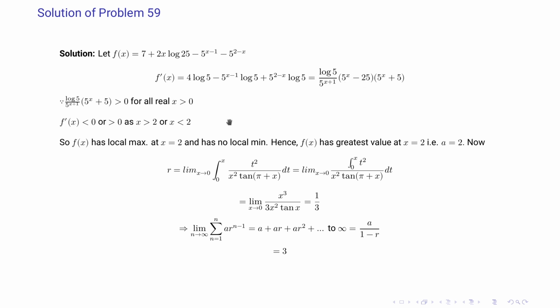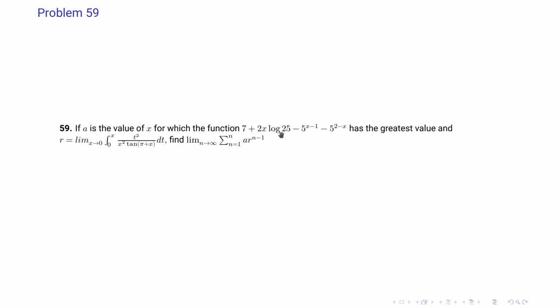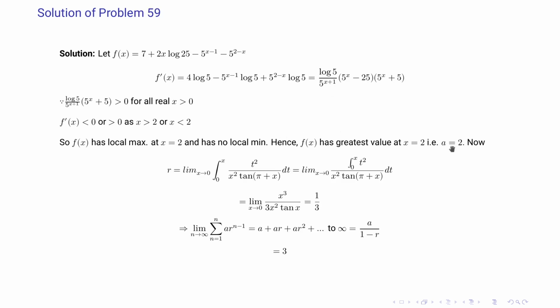Now this can be less than 0 if x is less than 2. Sorry, if x is greater than 2, then this would be greater than 0. The conditions are not written properly. So f prime x can be less than 0 if x is less than 2, and it will be greater than 0 if x is greater than 2. So f(x) has one local maxima at x is equal to 2, and it has no local minima. So the greatest value will be at x is equal to 2, that is a is equal to 2, because a is the value of x in this function. So since x has the value 2, a has the value 2.